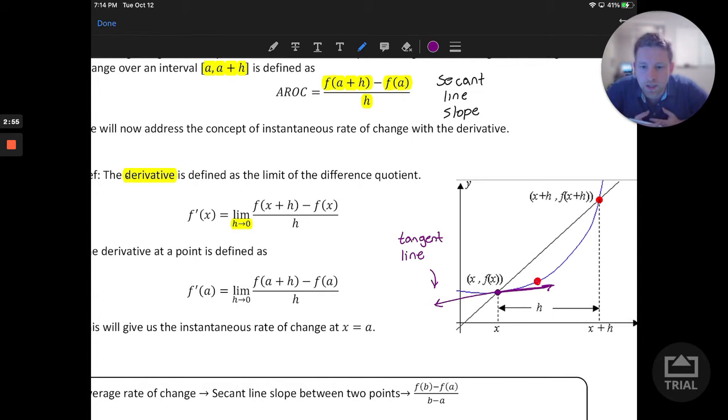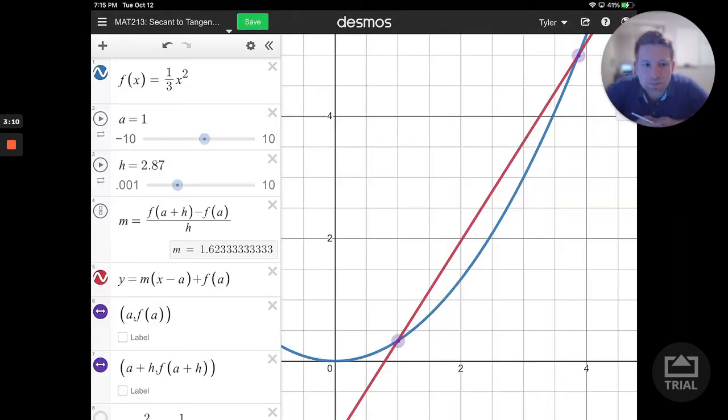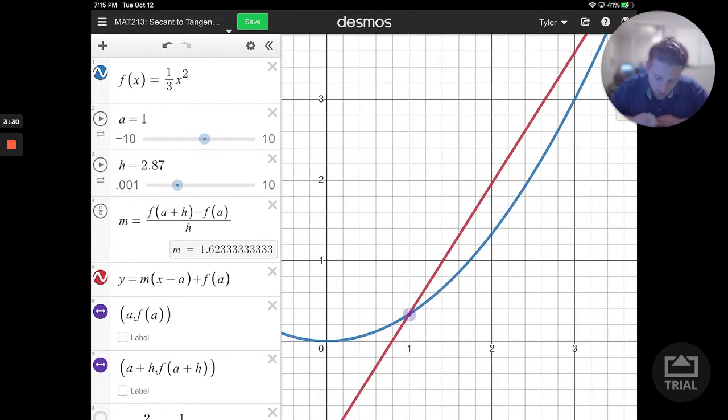So let's take a look at Desmos to visualize what it means for this limit concept to be in operation on this difference quotient. So let's go to a graph on Desmos. Here we have a function in blue. This is just going to be a parabola, 1 over 3 x squared. And we're considering what's happening at the point x equals 1. So we're going to be focused on this point x equals 1 here.